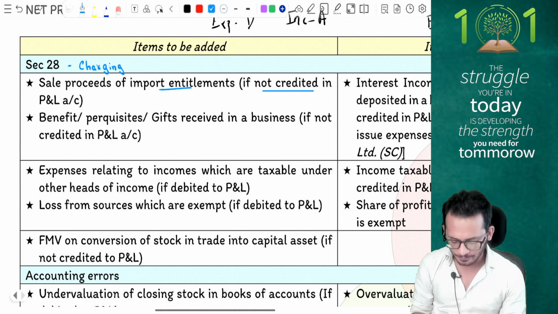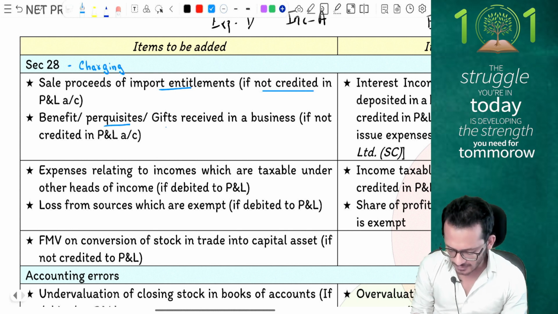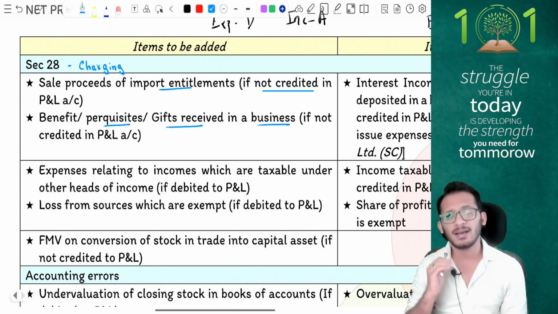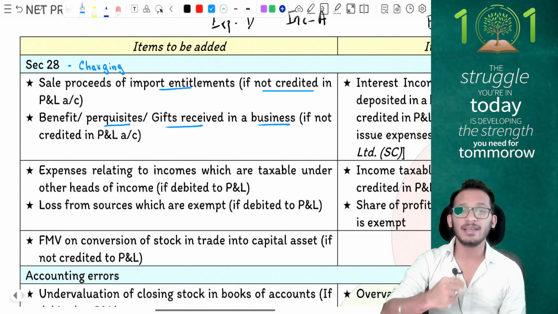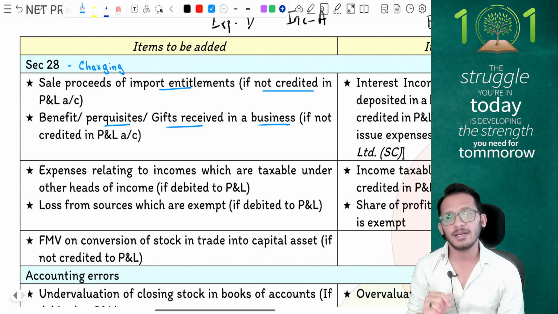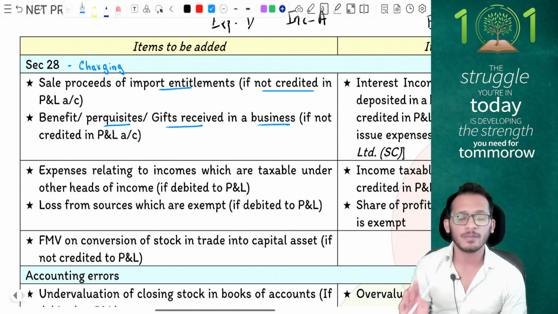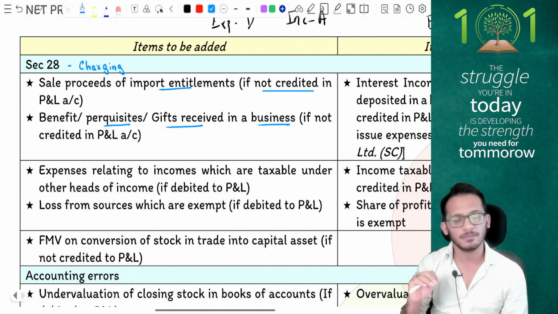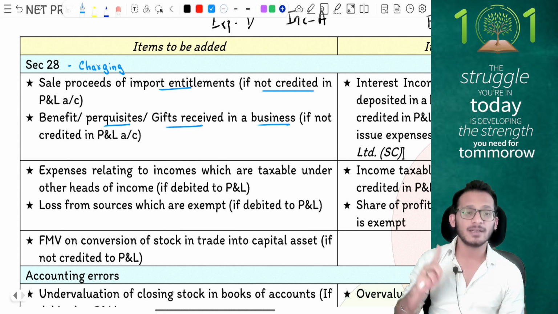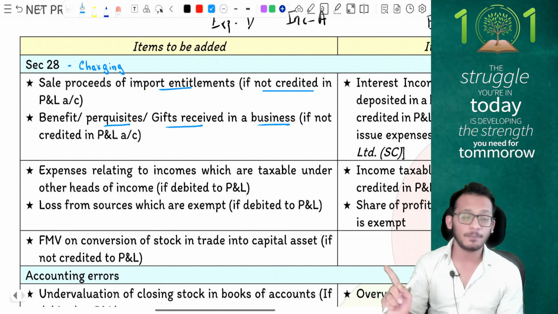Second, any kinds of benefits, perquisites or gift which is received in a business, if it is not credited to P&L account. A classic case, people, is when the question says any gift has been received during your business operations, either a free TV, a free air ticket or whatever it is, all those items you should tax under the head PGBP because it is a gift received under PGBP. No limits are given on this, fully taxable under the head PGBP. So if it is there in P&L, great, don't do anything further for it. But if it is not credited to P&L account, please treat it as an income.